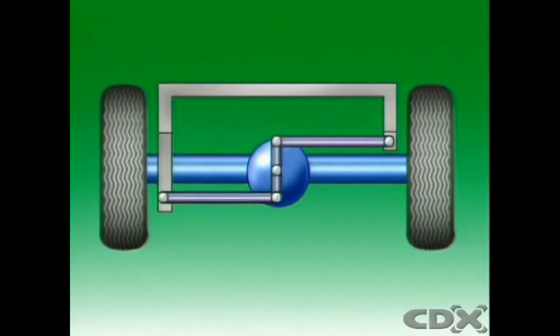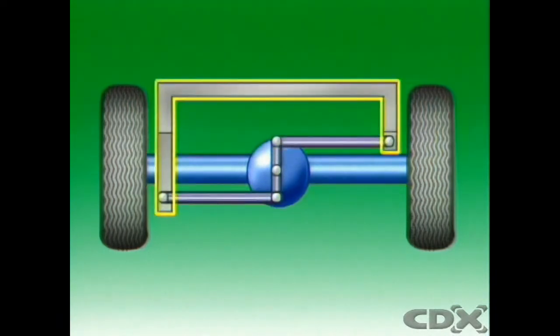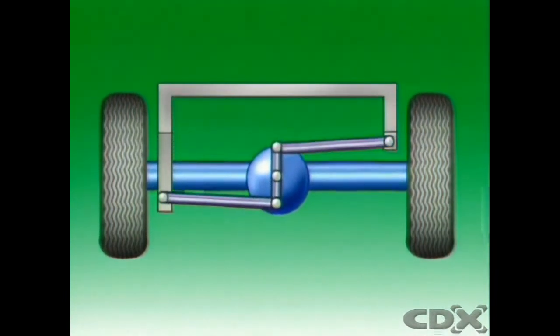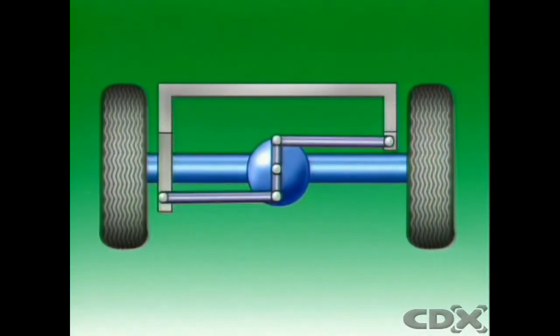The axle may also be located by a Watts linkage. A lever, mounted on a pivot near the center of the axle housing, is connected by rods to the frame on each side of the vehicle. This maintains the axle in alignment with the frame, while still allowing the suspension to move vertically.